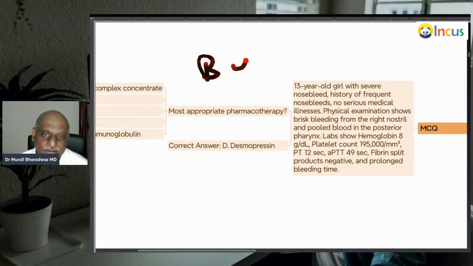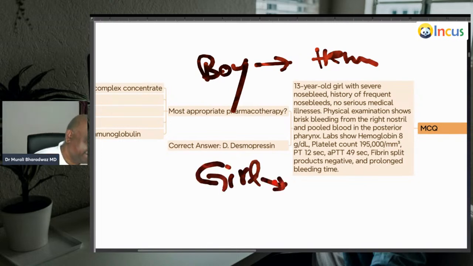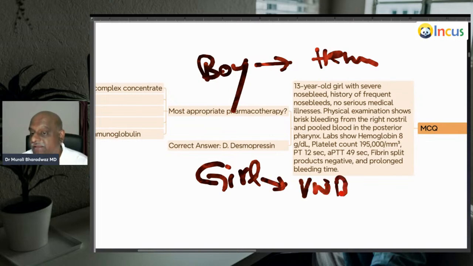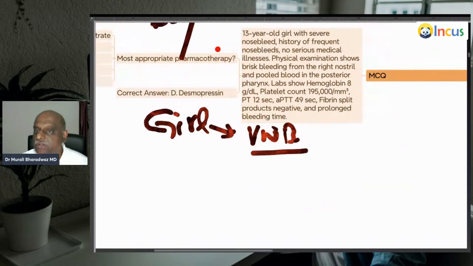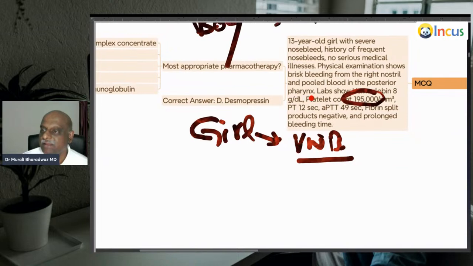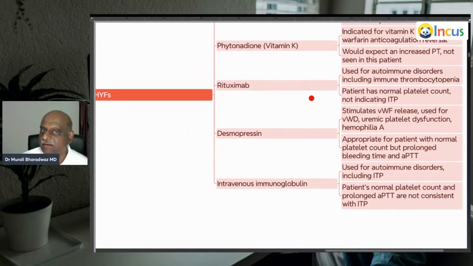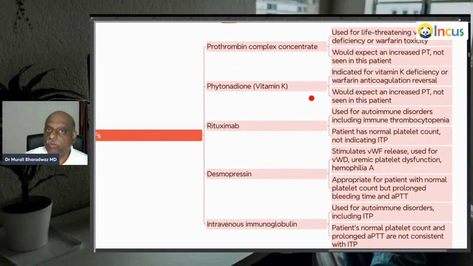Whenever a boy has a bleeding diathesis, think about hemophilia. When a girl has a bleeding diathesis, then you think about the possibility of von Willebrand disease. Because hemophilia is excluded, it is seen exclusively in boys, whereas von Willebrand is autosomal recessive. Also, the patient is having the bleeding time prolonged. So von Willebrand factor is required for the platelet function. So what are the options for us?